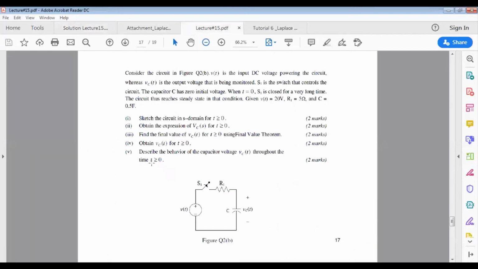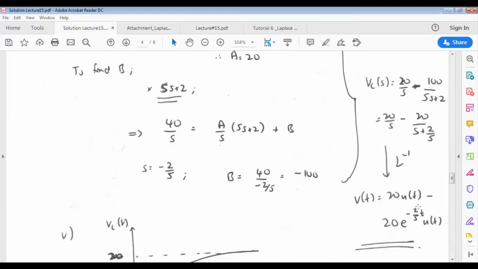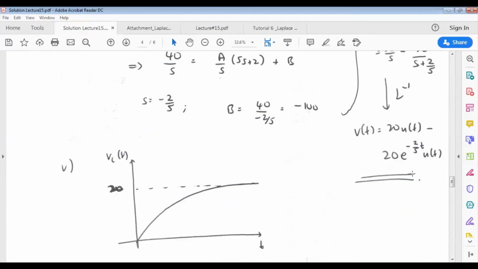Okay, so the last question is to describe the behavior of the capacitor voltage Vc(t) throughout the time t bigger than 0. We need to describe the behavior of the capacitor voltage Vc(t), which is the voltage across the capacitor in the time domain. So we can sketch Vc(t) here, and we are going to get this graph.